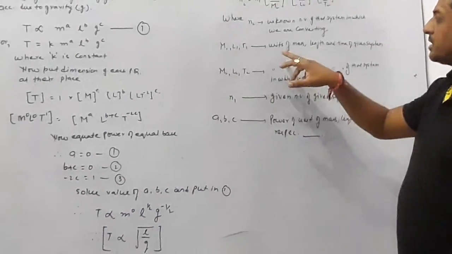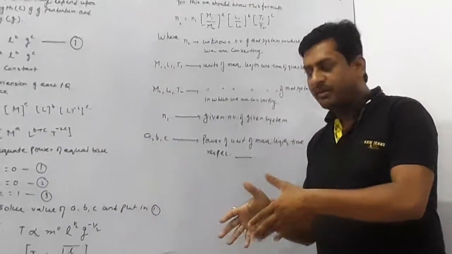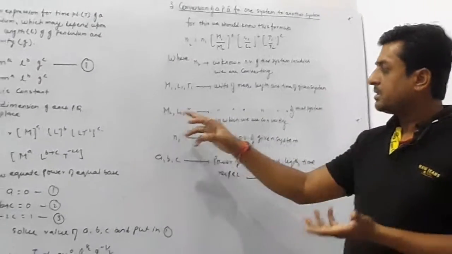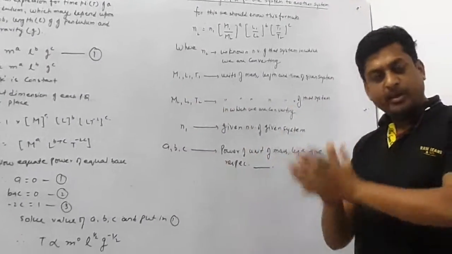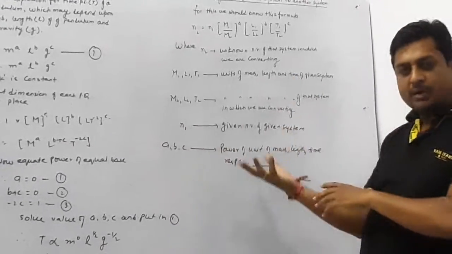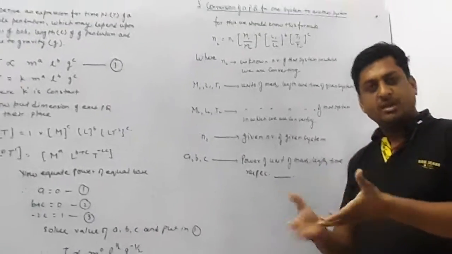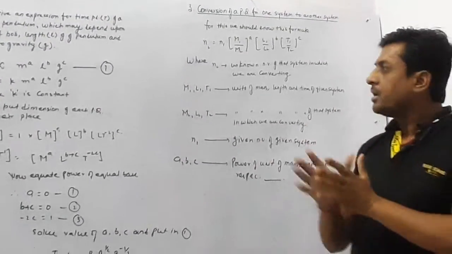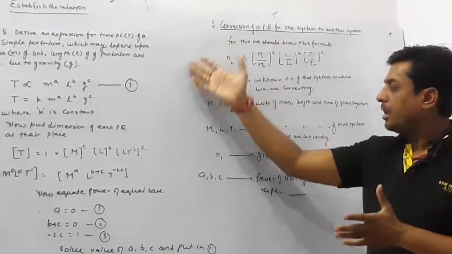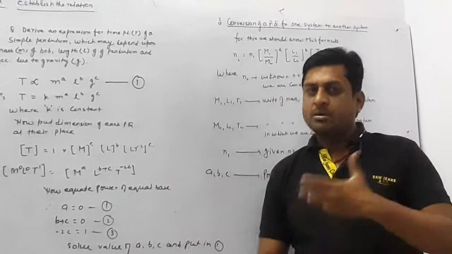m1, l1, t1 are the units of mass, length and time respectively in the given system. m2, l2, t2 are the units of mass, length and time in which you are going to change. n1 is the numerical value which is given in a particular system. a, b, c are the powers of the unit of mass, unit of length, unit of time respectively in the given system. Okay. Now with the help of an example, I am going to tell you how you will solve if you want to convert a physical quantity from one system to another system.